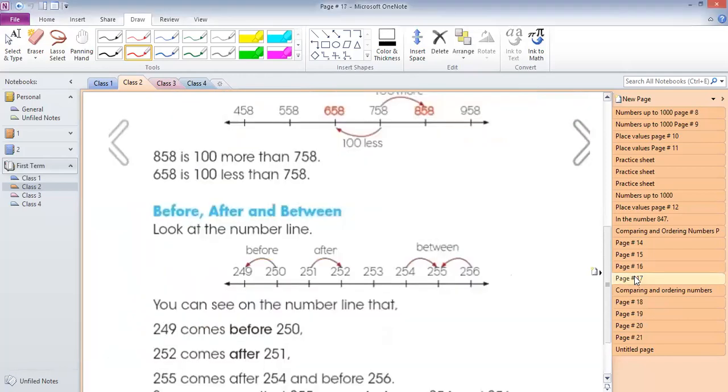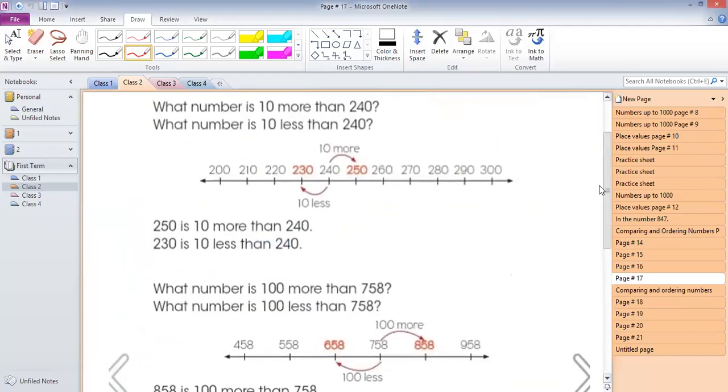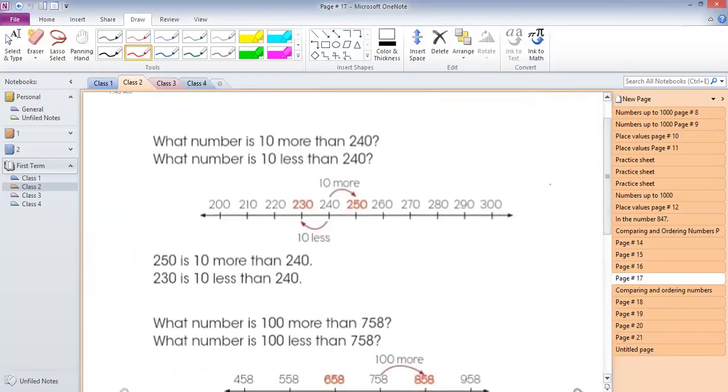Let's come to page number 17, guys. Now, the question is, what number is 10 more than 240?